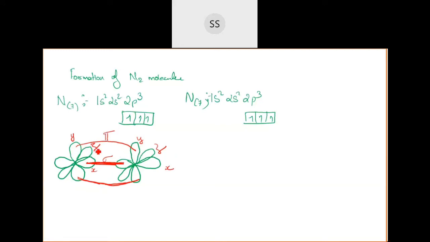And another one, Z and Z. These are also perpendicular to the axis, no? So your Z orbital and Z orbital will fuse together. So it will give rise to one more pi bond. So your nitrogen will have a triple bond. Yes. Done. I will stop here.